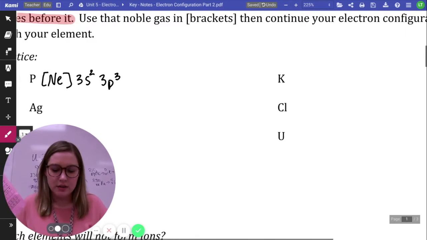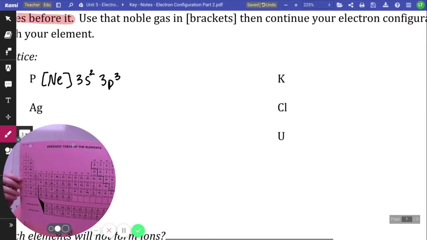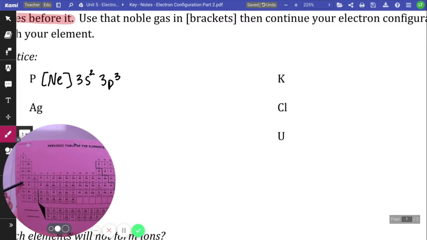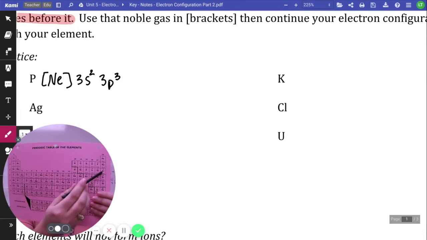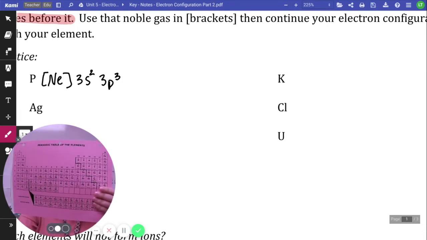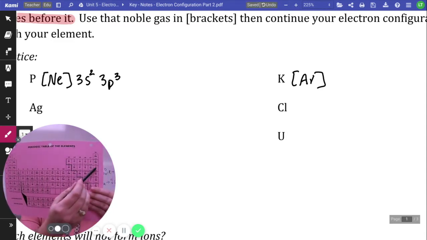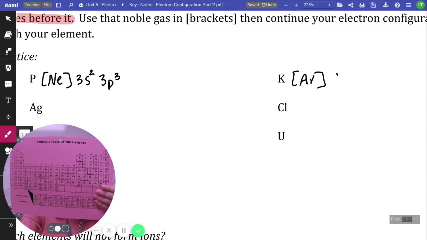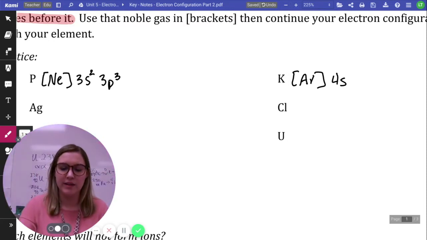All right, let's do a couple more together. Our next one would be potassium. Potassium is K right here, number 19. Our last pass gas for potassium would be argon. So I'm going to put argon in brackets, and then I'm going to start from there. The next thing is going to be just 4S, and since potassium is the first one, 4S1.